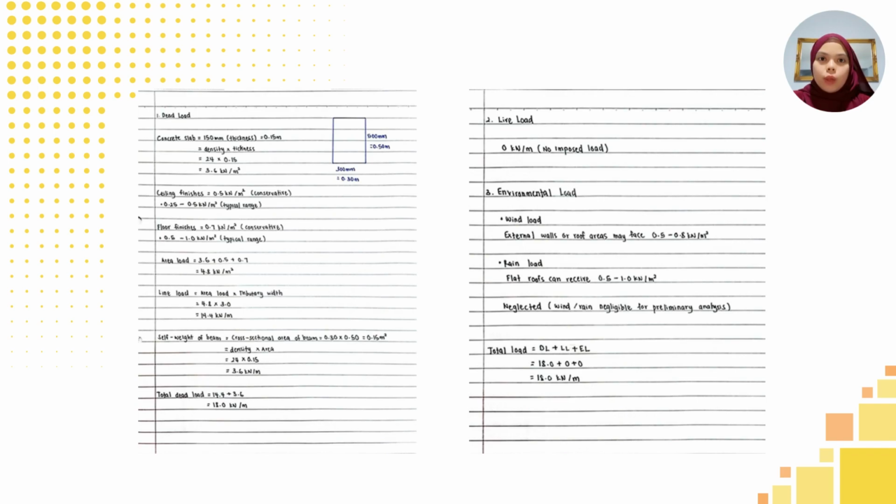With a tributary width of 3 meters, the line load is 14.4 kilonewton per meter. Adding the beam self-weight of 3.6 kilonewton per meter, the total dead load or UDL is 18.0 kilonewtons per meter. Live load and environmental load are neglected, so the total is 18.0 kilonewton per meter.